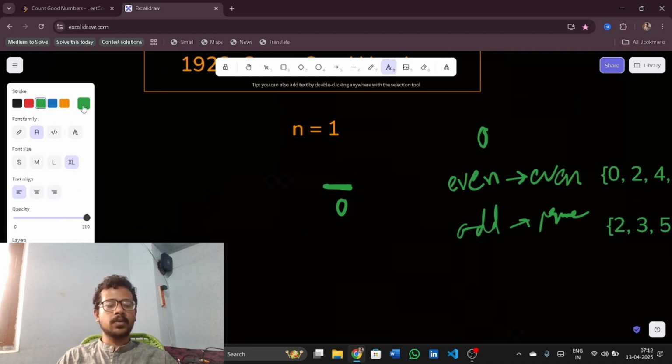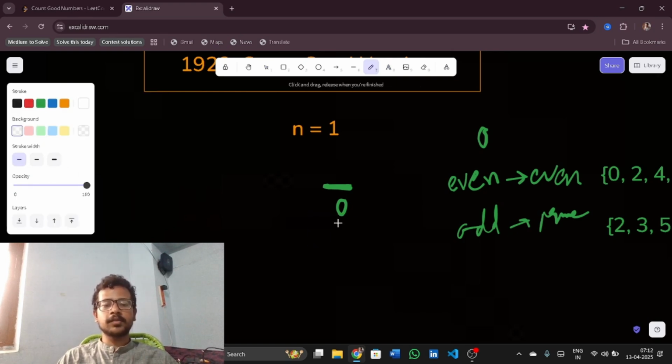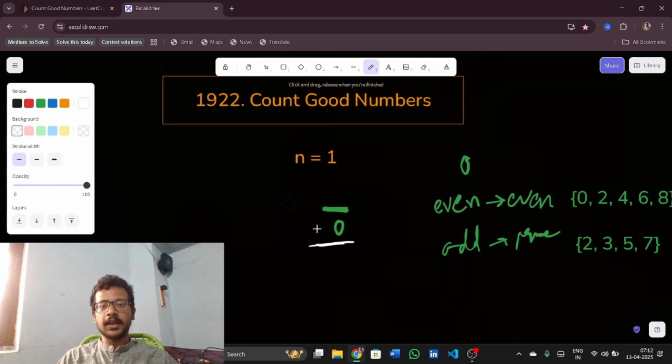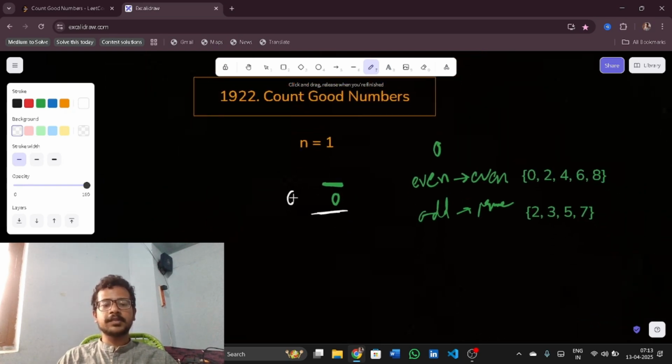Now let us see how we can solve this. Here I can also place leading zeros. If I place a 0, it is also a perfect number. So this is one string, and this is one string, if I consider all the digits 0, 2, 4, 6, and 8. So totally how many good numbers do we have? 5. So we return 5.